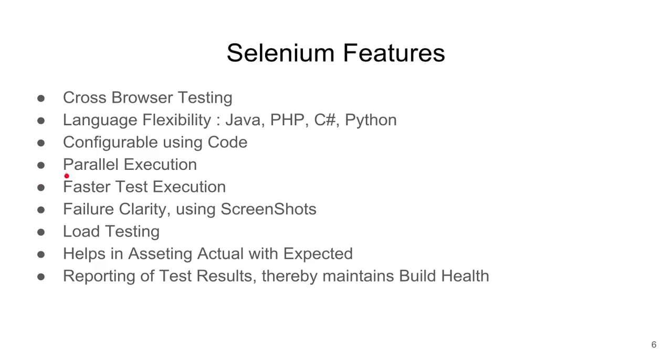Faster test execution. Of course, if you do things parallelly, it will be faster. Okay, you don't need to wait till 90 minutes. Your manager won't be waiting till 90 minutes to get the result, like how many test cases have passed or failed. You can do that with the help of Selenium Grid very fast.